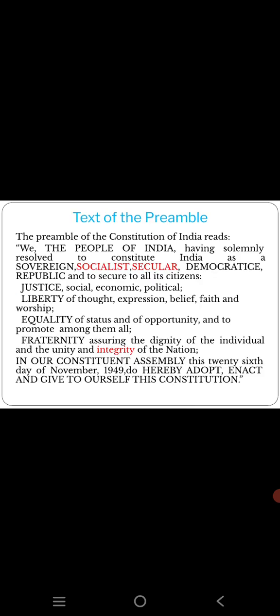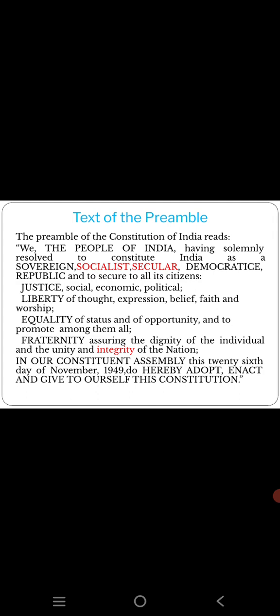The preamble of the Constitution of India reads, "We the people of India, having solemnly resolved to constitute India as a sovereign, socialist, secular, democratic republic, and to secure to all its citizens justice, social, economic, political, liberty of thought, expression, belief, faith and worship, equality of status and of opportunity, and to promote among them all fraternity, assuring the dignity of the individual and the unity and integrity of the nation. In our Constituent Assembly, this 26th day of November 1949, do hereby adopt, enact, and give to ourselves this Constitution."